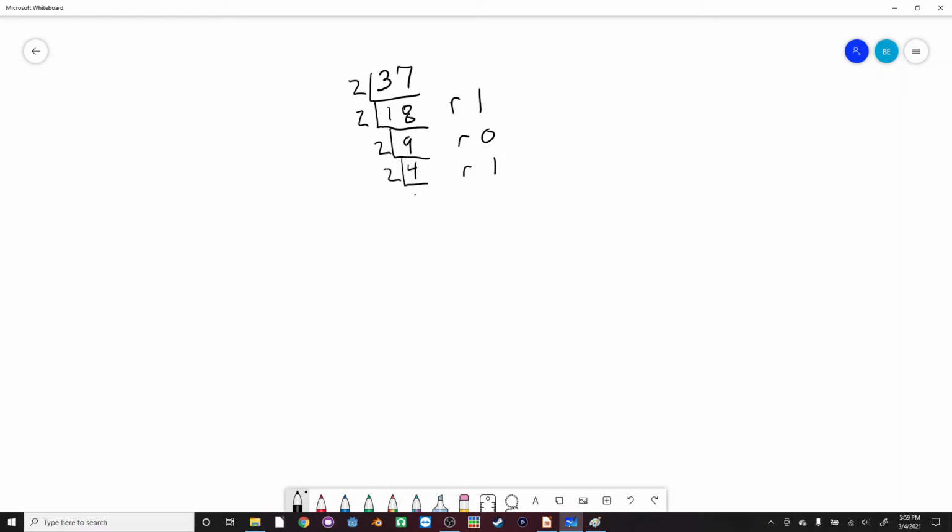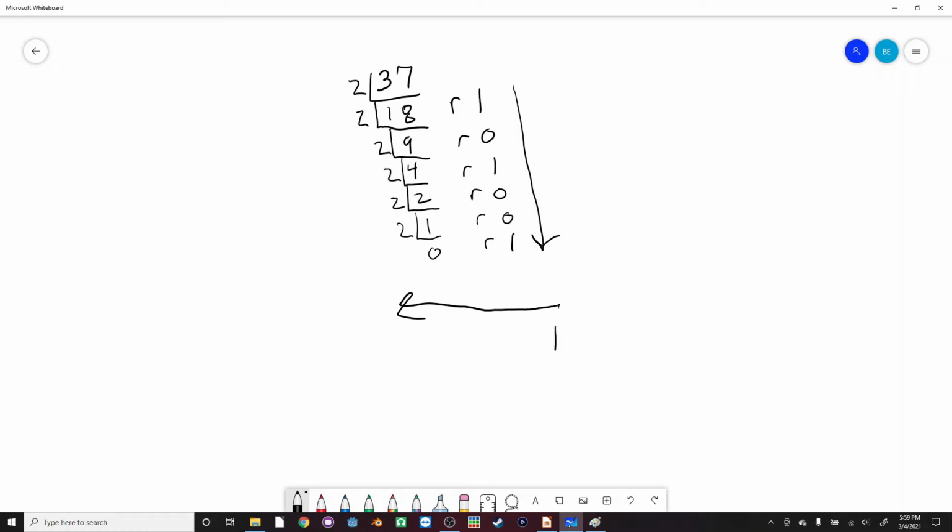4 divided by 2 is 2, remainder 0. 2 divided by 2 is 1, remainder 0. And 1 divided by 2 is 0, remainder 1. So now that we're at 0, we can stop. Now what we're going to do is write this from top to bottom, right to left.